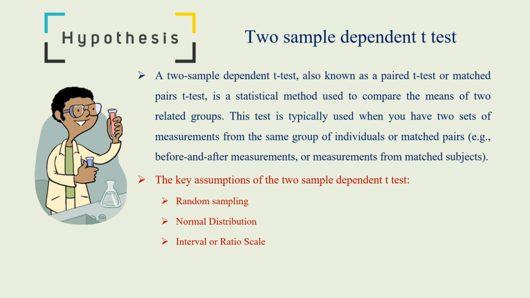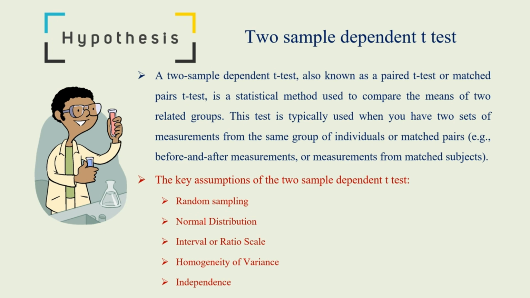Fourth is homogeneity of variance. The variances of the observations in the population should be equal. Fifth is independence. The observations in the sample should be independent of each other. This means that the occurrence of one observation should not influence the occurrence of another observation.